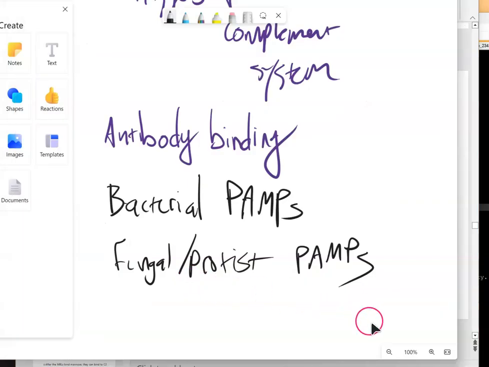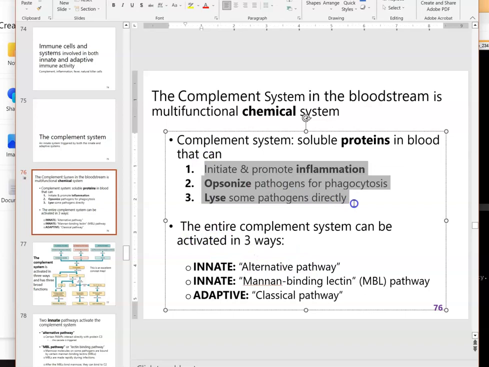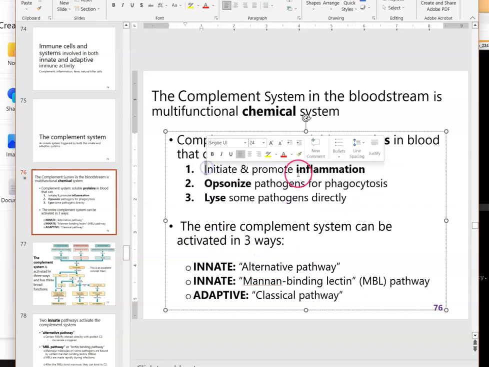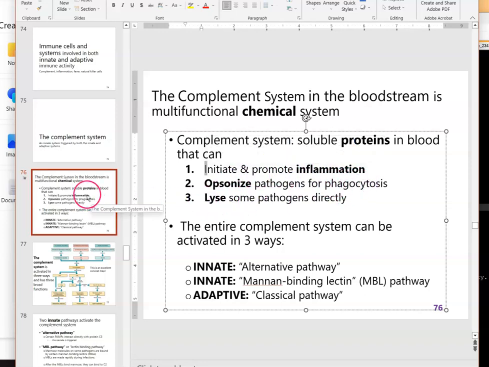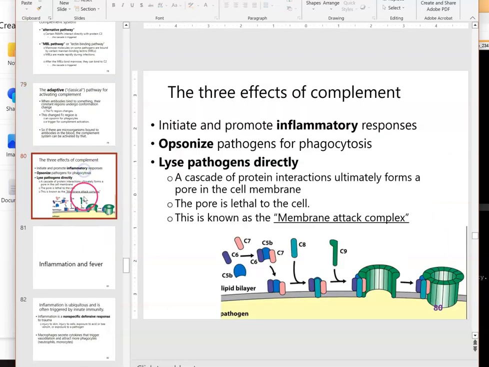So then what does it do? What does the complement system do? Well, really, this is what it does. They initiate inflammation, they opsonize pathogens for phagocytosis, and they can lyse some bacteria directly. And so the slides kind of go through all that. This is a diagram of the complement proteins self-assembling in a bacterial cell membrane to form a pore, and that kills the cell. So this is the membrane attack complex.